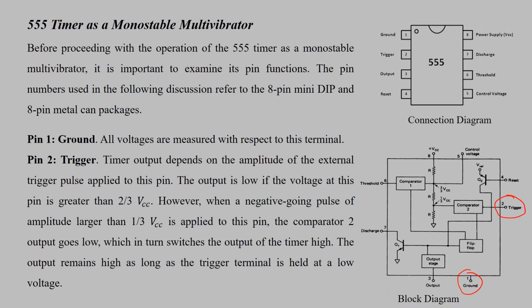The output is low if the voltage at this pin is greater than 2/3 VCC. However, when a negative going pulse of amplitude larger than 1/3 VCC is applied to this pin, the comparator 2 output goes low, which in turn switches the output of the timer high. So the output remains high as long as the trigger terminal is held at a low voltage.